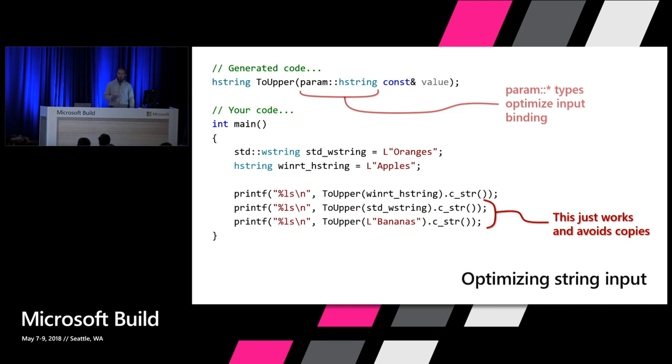The thing to remember is that the language projection, the C++/WinRT compiler, will inject this where you need it. You don't have to ever add this type to your own implementation, to your own libraries. This is something that the projection does for you. So you can simply make the calls in the most natural way that you would expect.